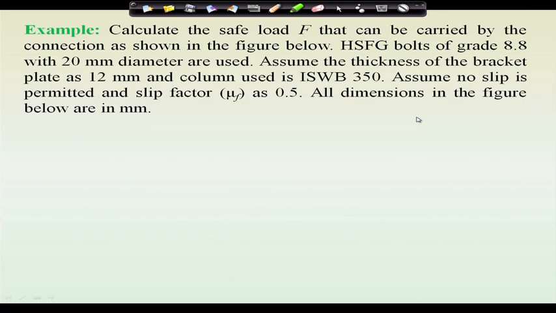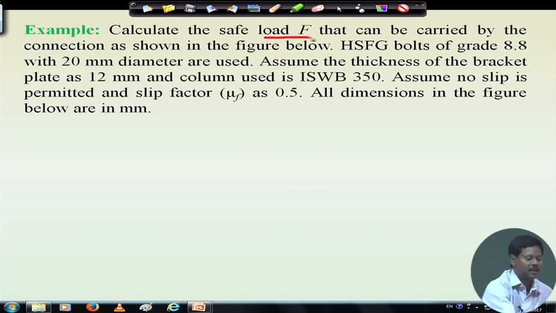Right. So, let us go through this example. Calculate the shear load F that can be carried by the connection as shown in the figure below. I will show the figure. HSFG bolts of 8.8 grade with a 20 mm diameter are used. Assume the thickness of the bracket as 12 mm and the column used is ISWB 350. Assume no slip is permitted and the slip factor has been given, that is mu f as 0.5.